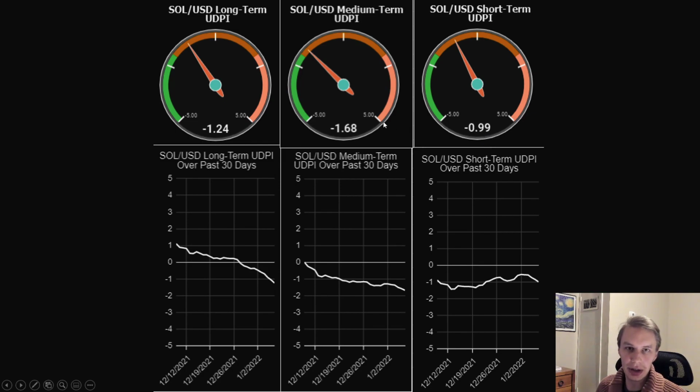So generally consistent with each other, more or less the same, not really too different. So basically what these are saying is that in the long term, Solana does have more upside potential in it right now than downside potential.